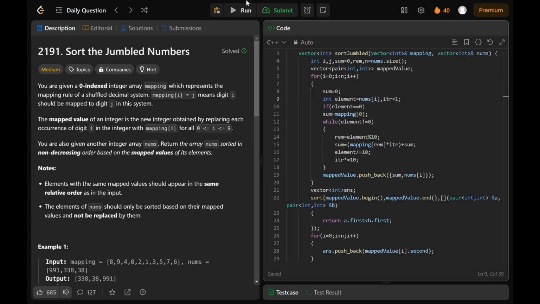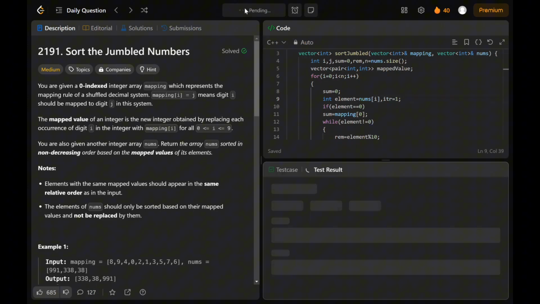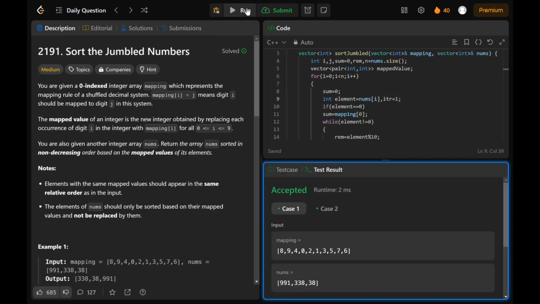Now let's run the code. Let's submit it. So the code is accepted.